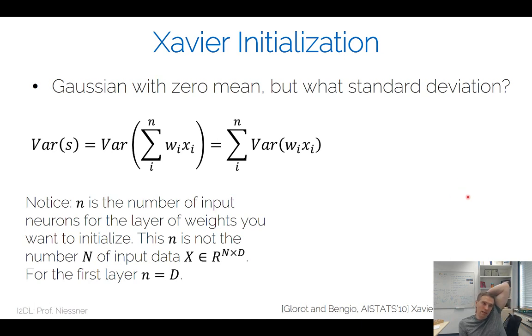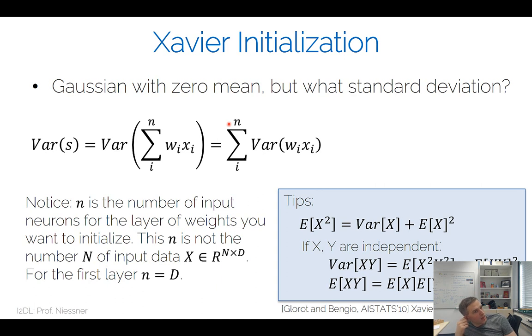And the way that we do that now is we say, well, the variance of our score is nothing else but the variance of our layer that we had, and then it's the variance of the weights times our x's, so our inputs times our weights. Now, notice that the number of input neurons of the layer of weights you want to initialize is this n here. This is going over all our neurons because we're summing the whole thing up when we're adding all of them together. And now what we can do is we can actually reformulate this whole thing.